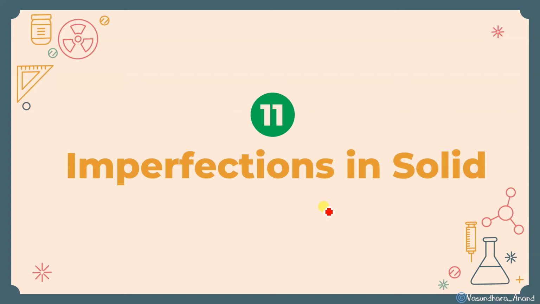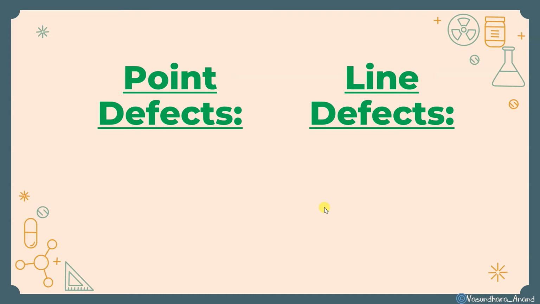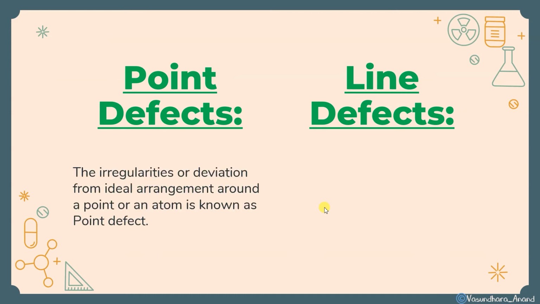Yes. So let's do this. Any departure from the perfectly ordered arrangement of constituent particles in a crystal is called imperfection or defect. Clear? Types of crystal defect: it is of two types, point defect and line defect. Point defect, as the name suggests, the problem will be at one point. The irregularities or the deviation from the ideal arrangement around a point or an atom is known as point defect.